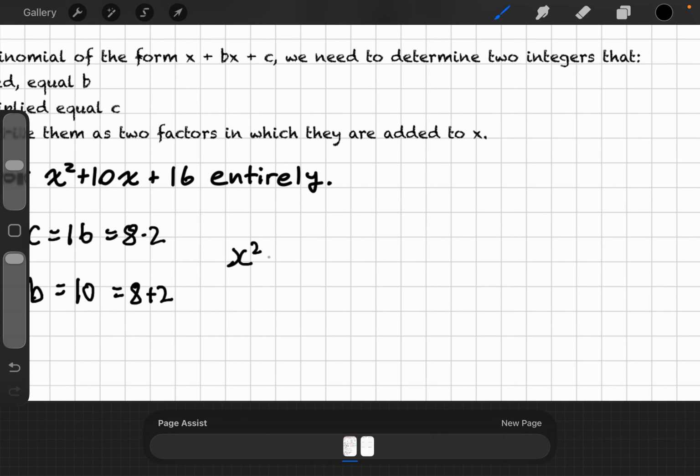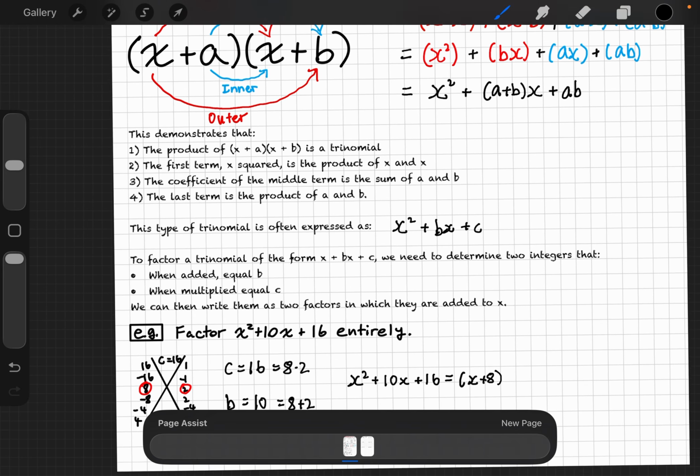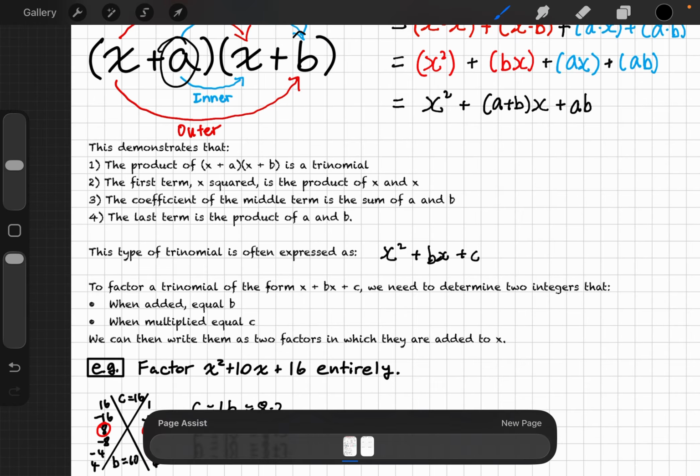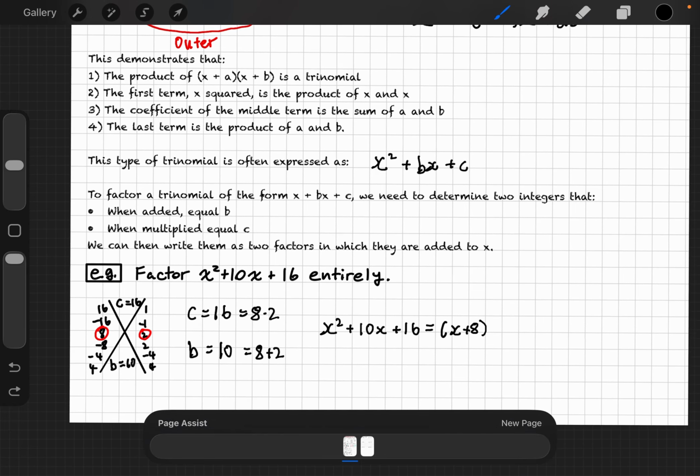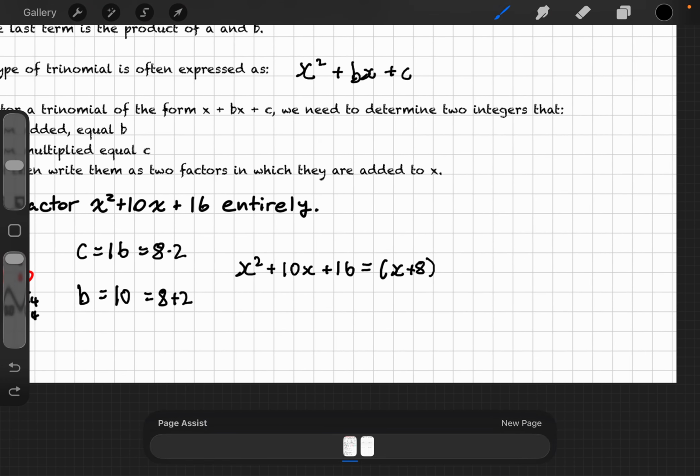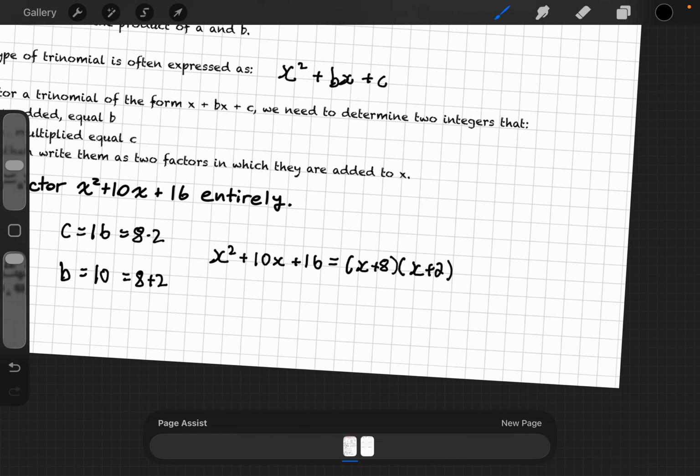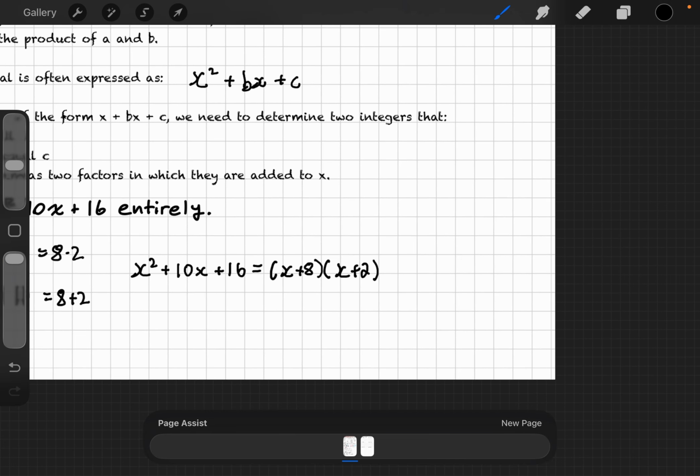X squared plus 10x plus 16 is equal to x plus 8, right? Two numbers here, a and b. We have figured out that a and b are 2 and 8, right? So x plus 8 times x plus 2. It does not matter which order you write this in. It could be x plus 2 times x plus 8. It doesn't really matter what order you write them in.